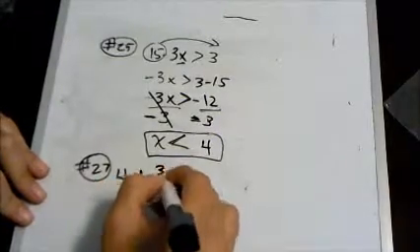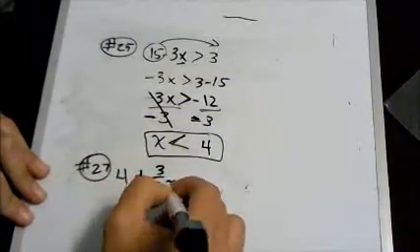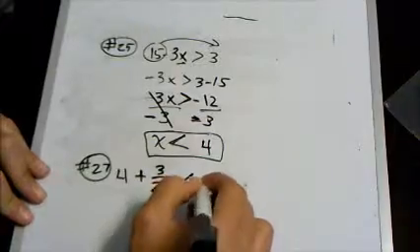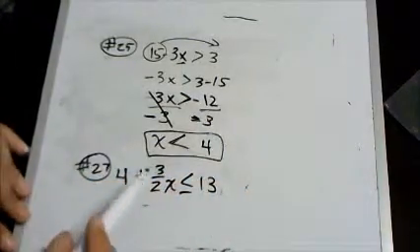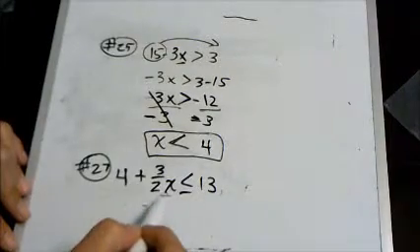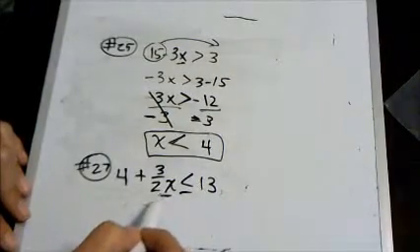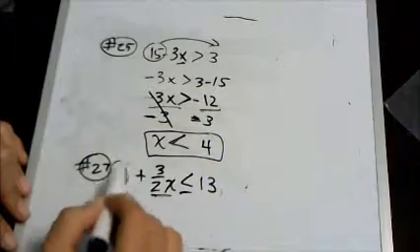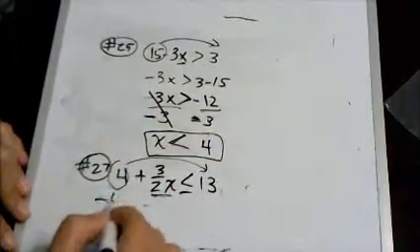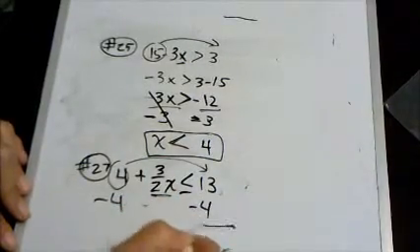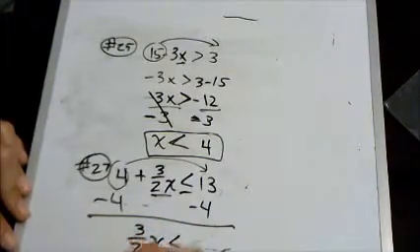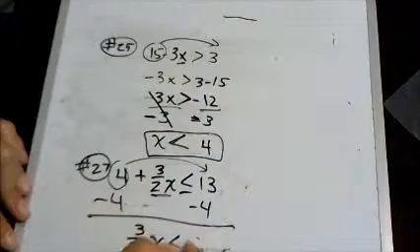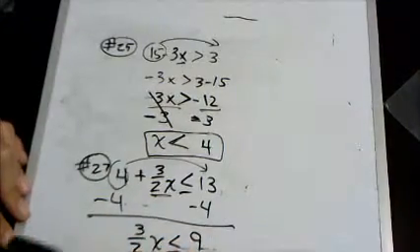4 plus 2 2/3 x. Okay, now let's do this one. Now we have this x right here, so we want to leave it there. Don't move it. This is what we want to send to the other side. So minus 4 here, minus 4 here. We get 2 2/3 x. And 13 minus 4 is 9.